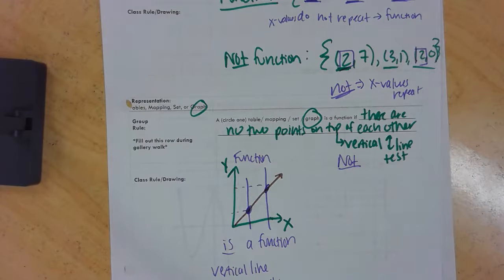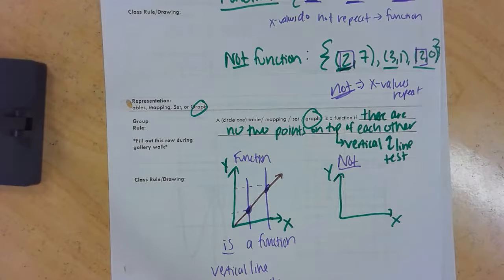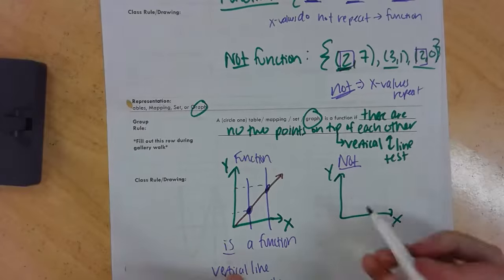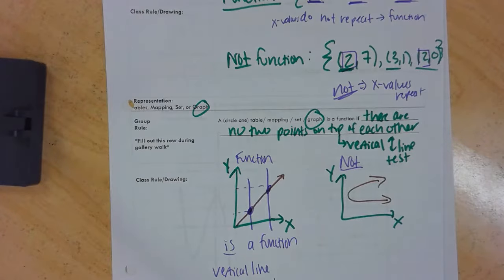I'm going to draw my axis again. I have my X, I have my Y, X and Y. And then let's draw something like this. This is called a hyperbola. You do not need to know this, but it will come back for you in Algebra 2. So I have my X and my Y.